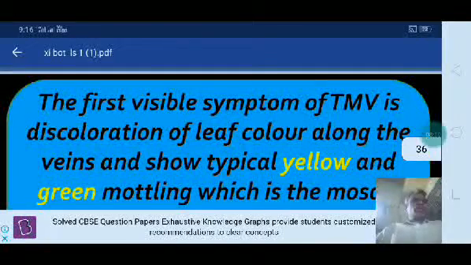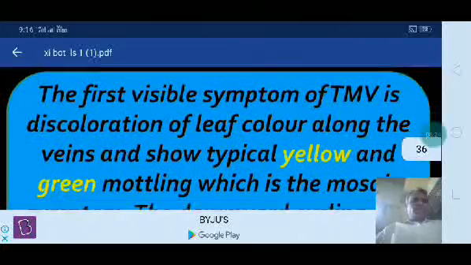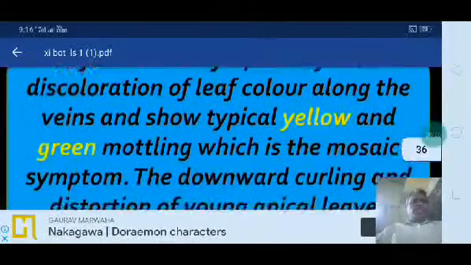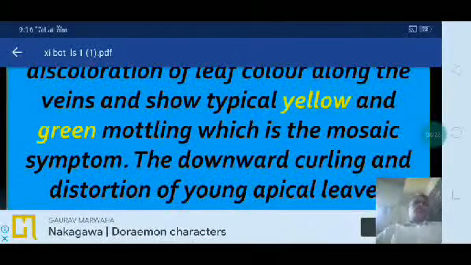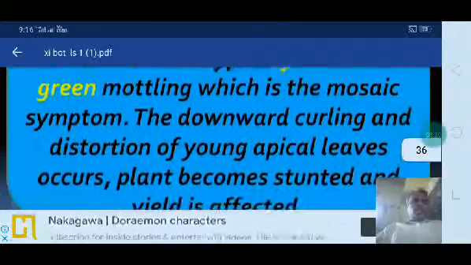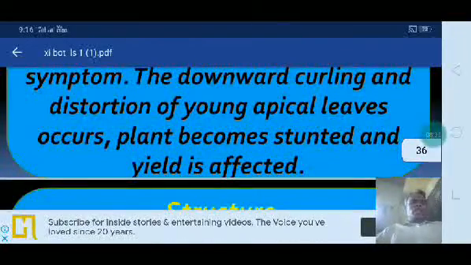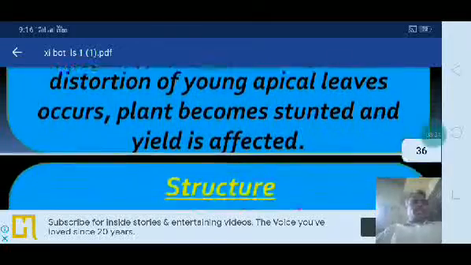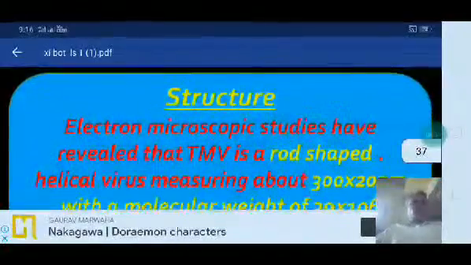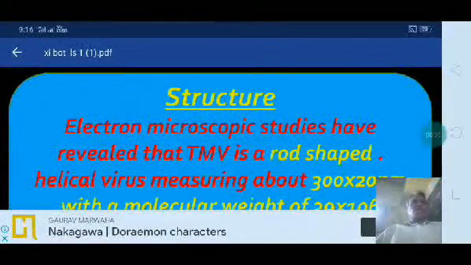The first visible symptom of TMV is discoloration of leaf color along the veins, showing typical yellow and green mottling, which is the mosaic symptom. Downward curling and distortion of young apical leaves occurs. The plant becomes stunted and yield in affected plants is reduced. The next one is structure.